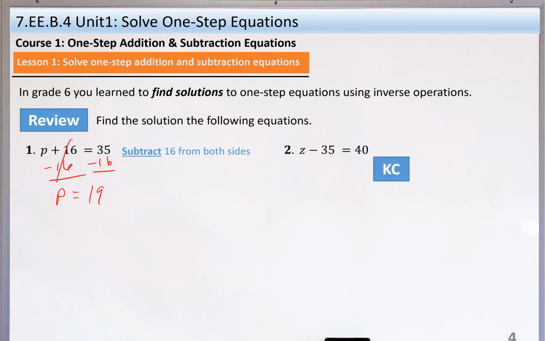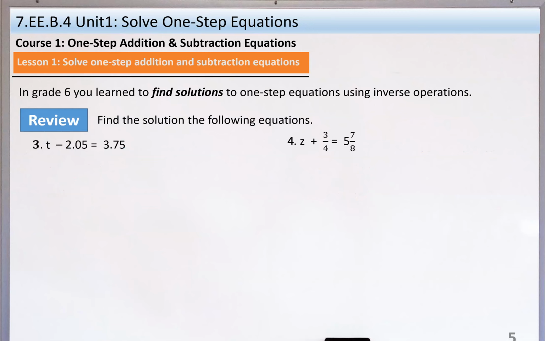Number 2, some number z minus 35 equals 40. What is my solution? Well, if I add 35 to both sides, my one step, I find out that z is equal to 75. 75 makes that equation true.